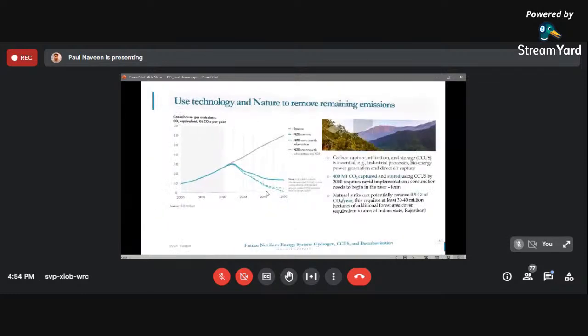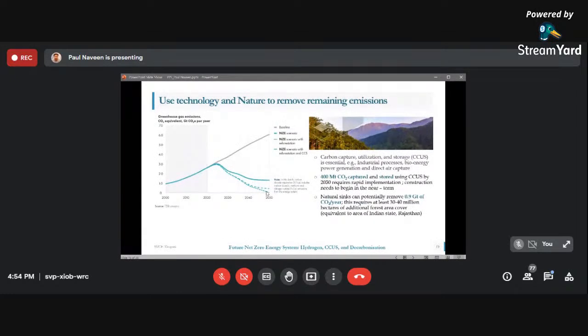Another aspect is technology and nature to remove remaining emissions. There is already a lot of carbon dioxide in the atmosphere. We see the amount of carbon dioxide there. In 2020, you can see the increase, and until 2025 we see a large amount of carbon dioxide emitted into the atmosphere. That is the sole reason for temperature rises in our weather from day to day, year to year. We see that there is a change in rising temperature.